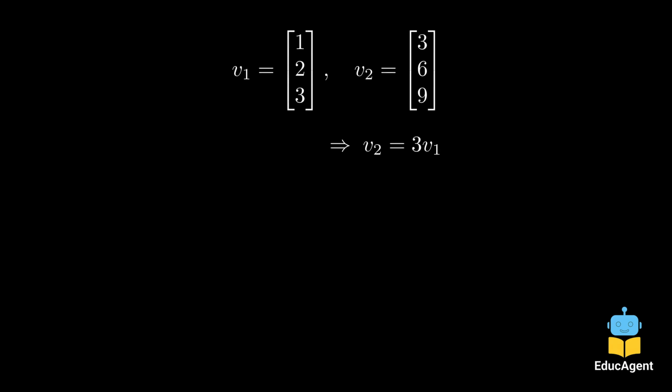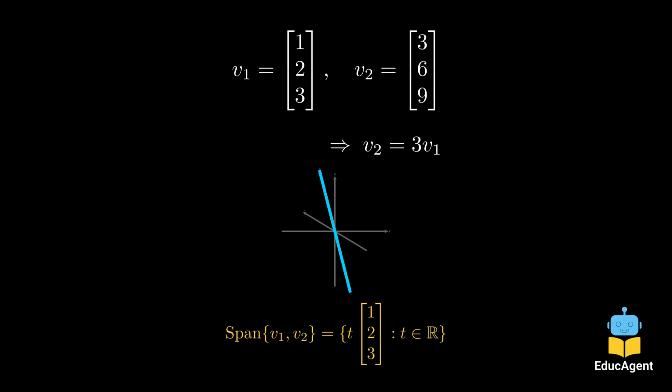For part A, we compare the two vectors and see that the second is 3 times the first, so they are linearly dependent. All linear combinations are scalar multiples of v1, so the span is the line through the origin in the direction of v1. So the span is a line through the origin in the direction (1, 2, 3).